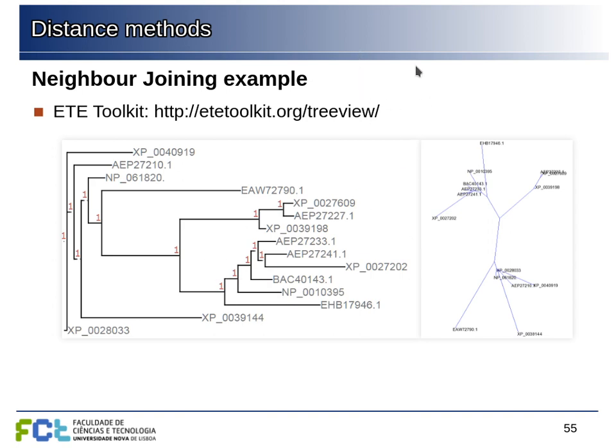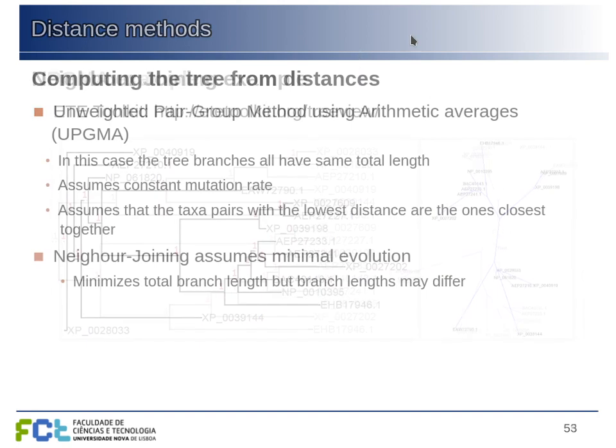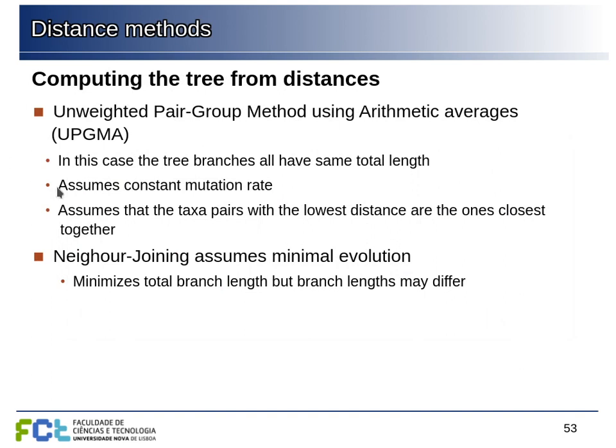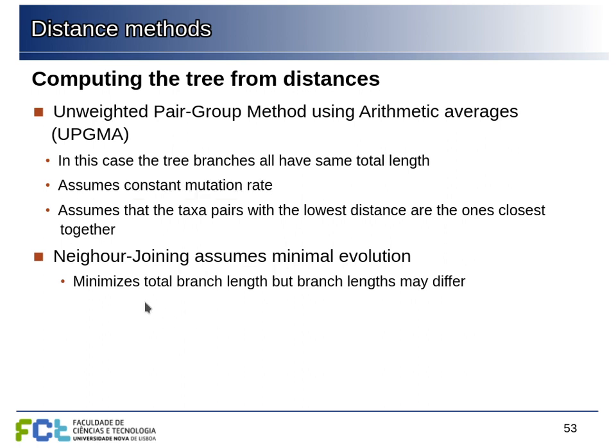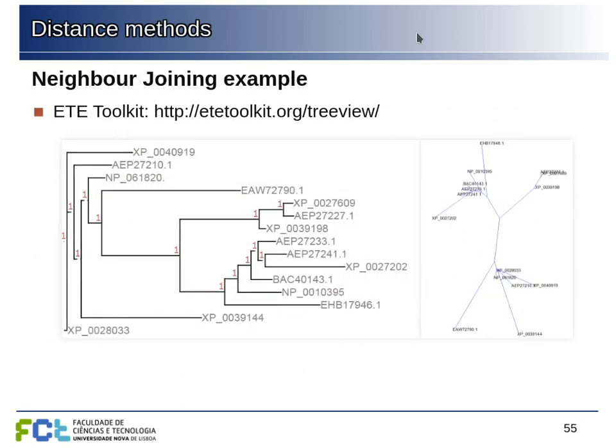Basically, with UPGMA, we are assuming that mutation rate is constant, so everything is evolving at the same rate, accumulating mutations at the same rate. With neighbor joining, we are trying to minimize the total number of mutations, or the total distance, total length in the branches of the trees. So there are different assumptions here, and if you use different methods for creating the tree, you can have different results.